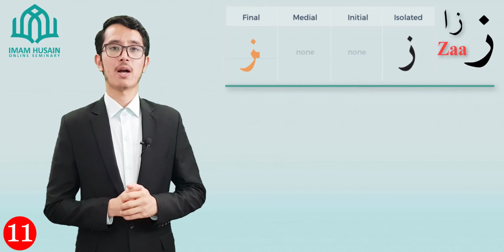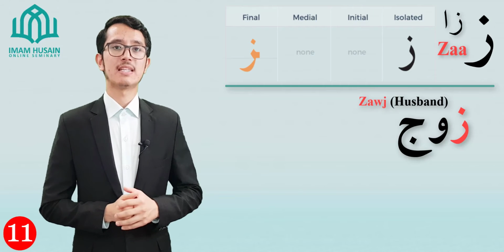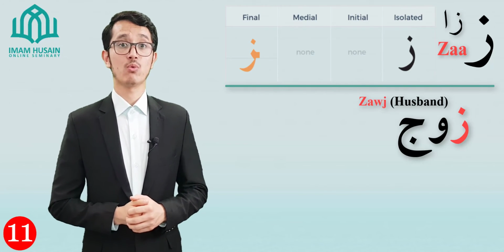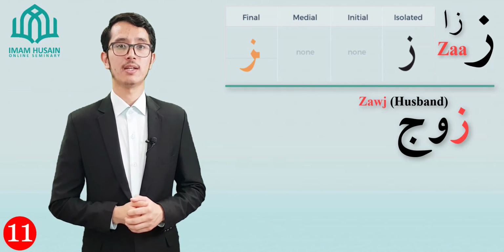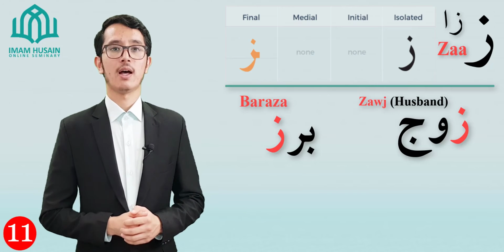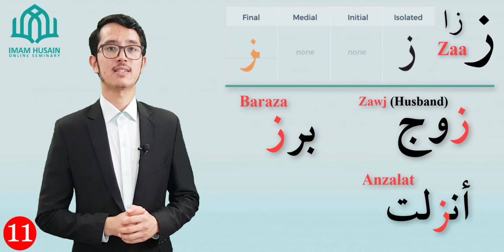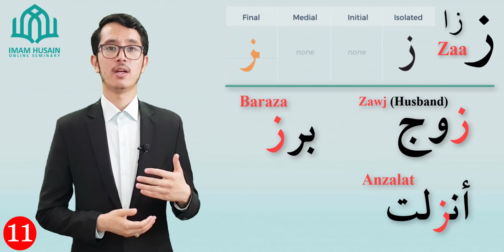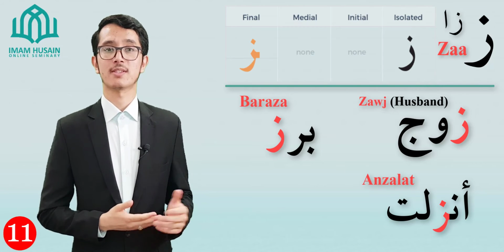Here we are with some Arabic words. Can you say the word Zawj? Zawj. Great. Next word. Baraza. Baraza. Great. And the last one. Anzalat. Anzalat. So let's identify the different forms of the letter Za in these words.